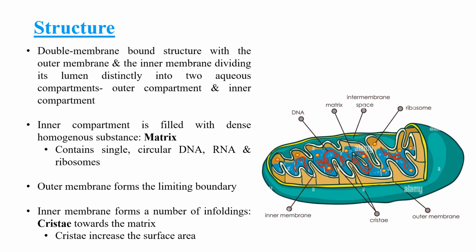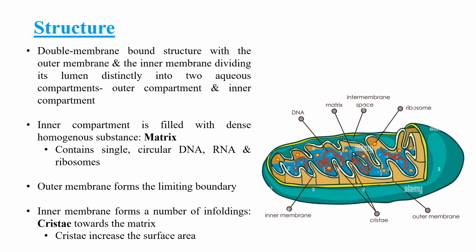Each mitochondria is a double membrane bound organelle with an outer membrane and an inner membrane that divides the lumen distinctly into two aqueous compartments, the outer compartment and the inner compartment. In the inner compartment, we find a dense homogeneous substance which is known as the matrix. The matrix contains the single circular DNA, RNA molecules and ribosomes. Thus, inside the cell, apart from the nucleus containing the hereditary information, there are two organelles which have their own DNA and ribosomes, that are the plastids and the mitochondria.